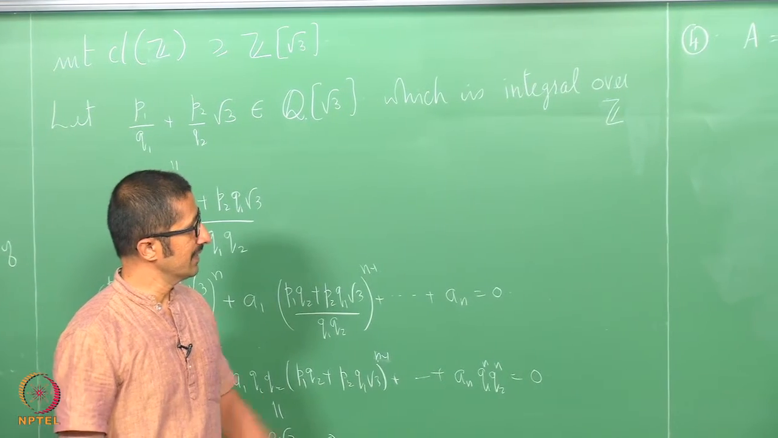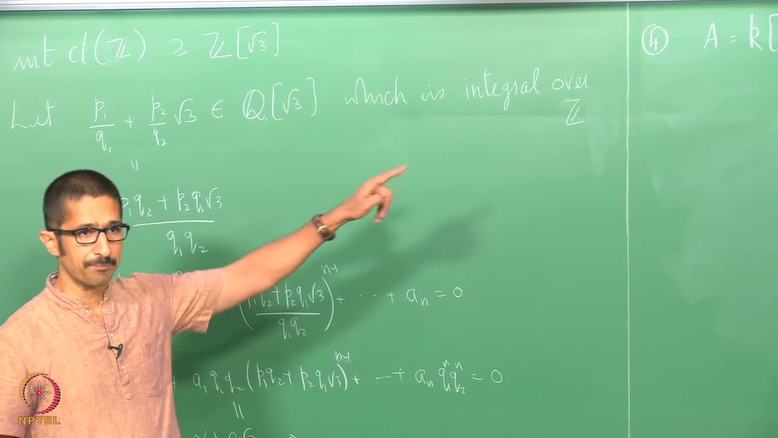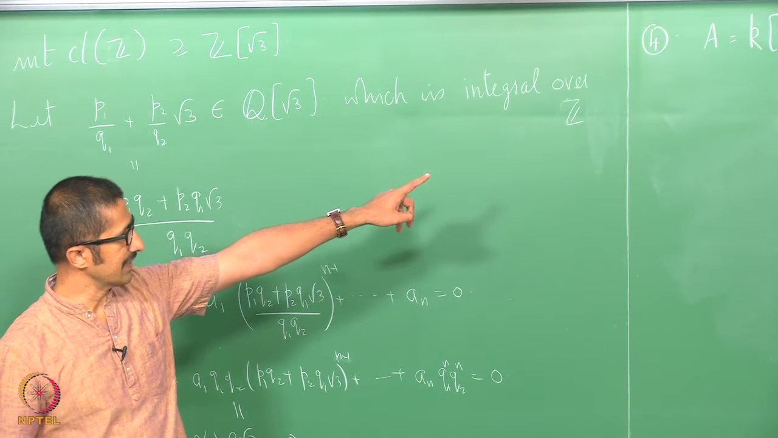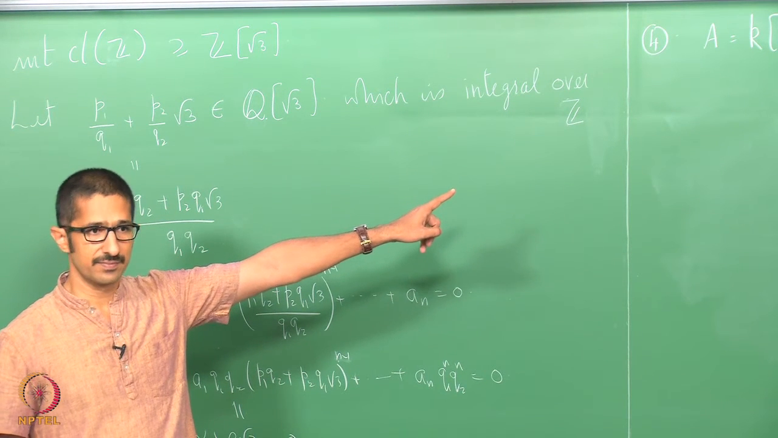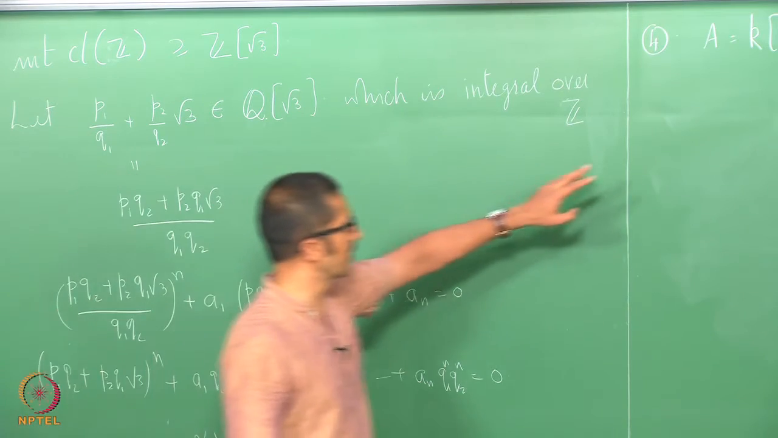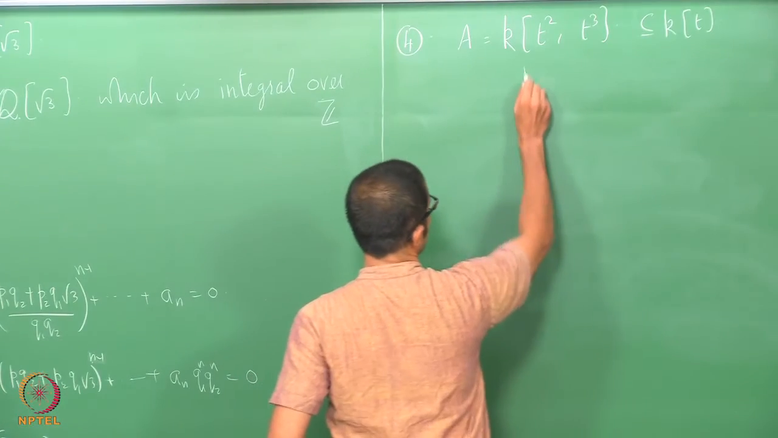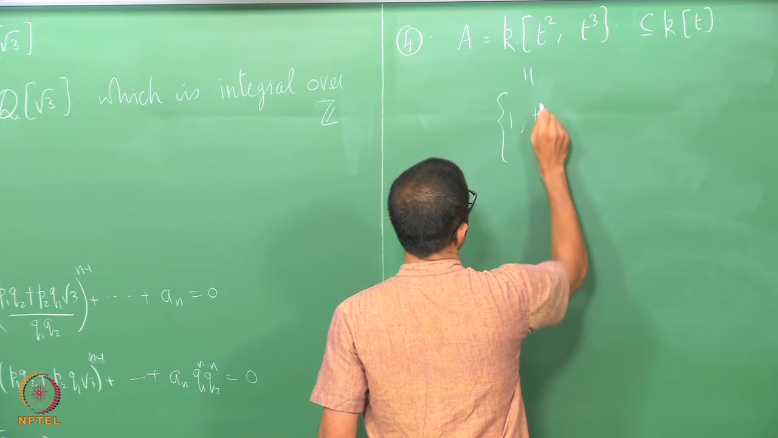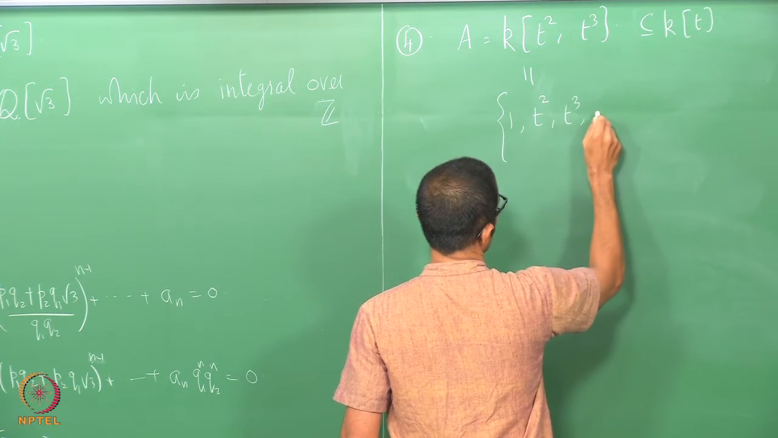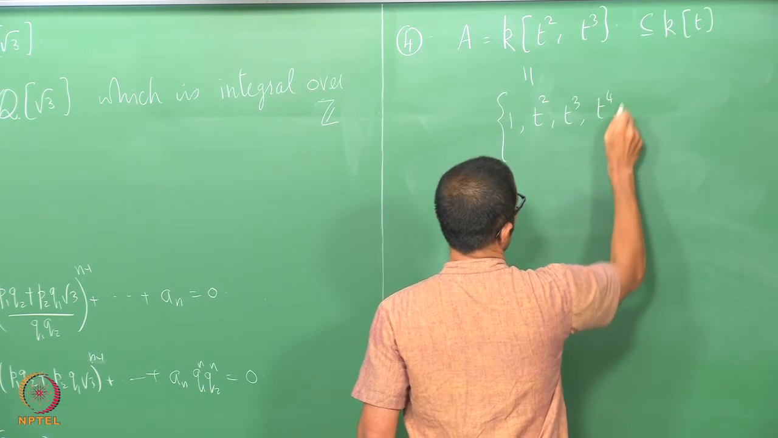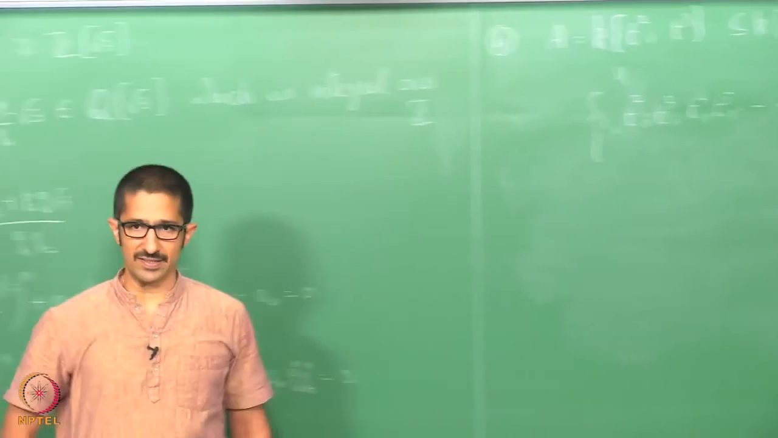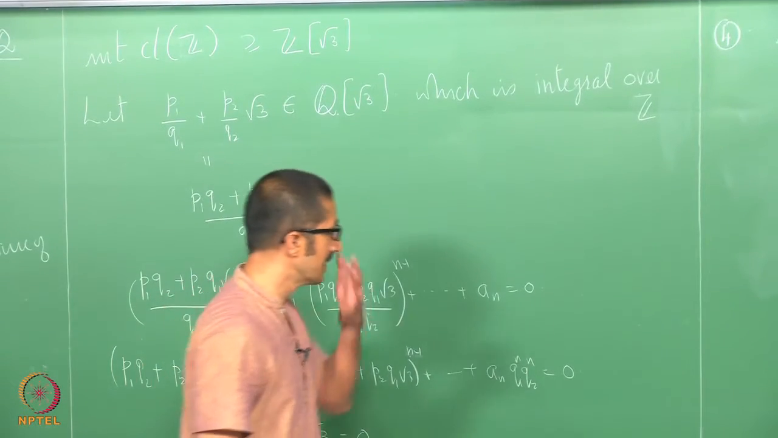What is meant by this ring? I am looking at all the polynomials with t square and t cube. So the monomials here as a vector space basis, this is generated by 1, t square, t cube, and then t4, t5, all of them are there. It is generated by this set.